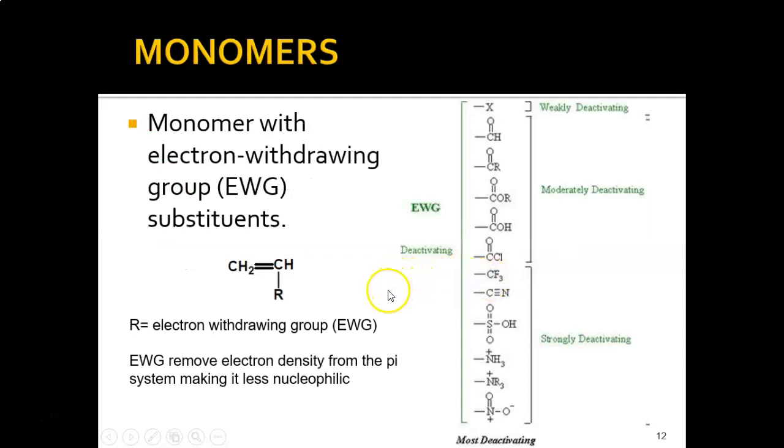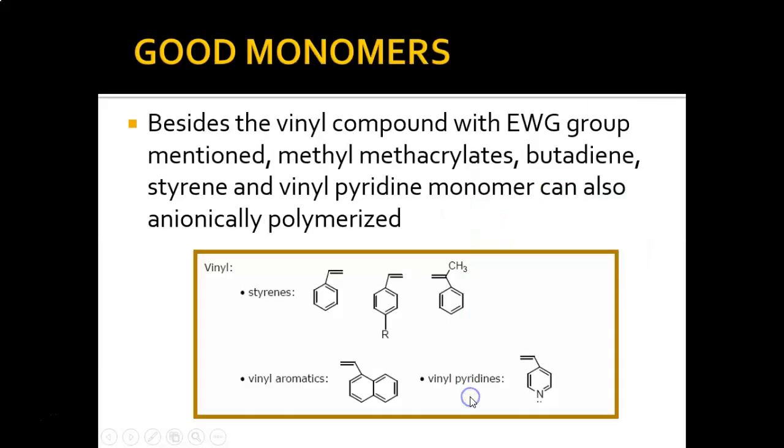Monomer with electron withdrawing substituent. This is an example of the monomer. Besides the vinyl compound with electron withdrawing group, MMA, butadiene, styrene, and vinyl pyridine monomers can also polymerize ionically.